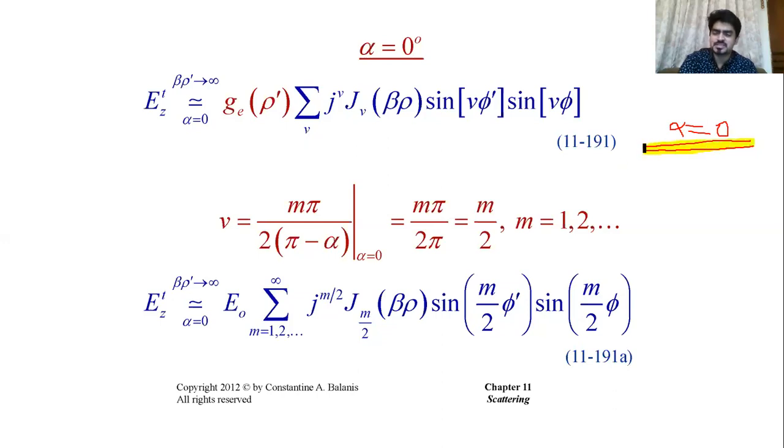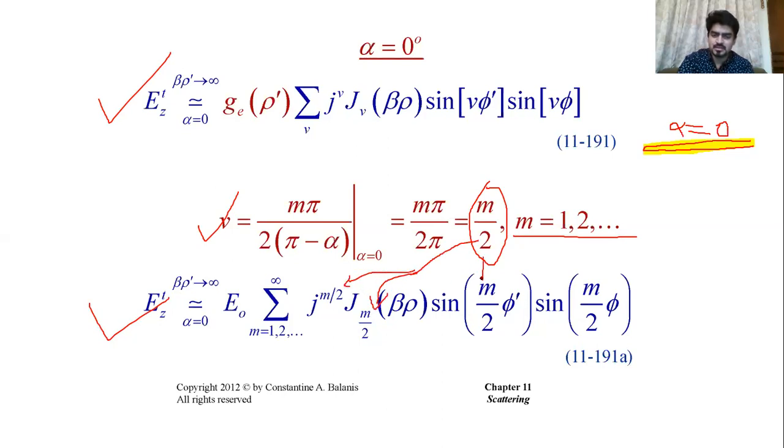Where you have an edge, it's like a knife. So it's like a knife wedge, okay? For that, this will be your equation. It's scattering from the knife wedge or half plane, and you can see that your v is reduced down to m by 2. Again, m is 1, 2, 3, and so on. And again, this will be your expression if you just substitute those values here, here, and here.